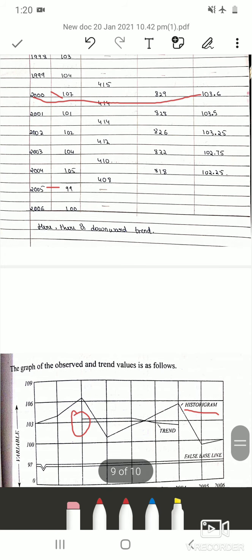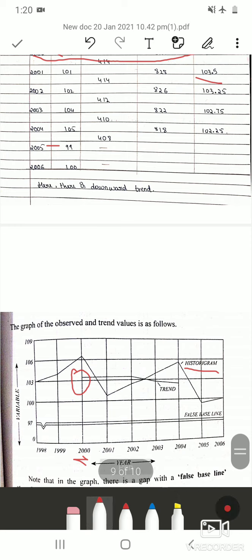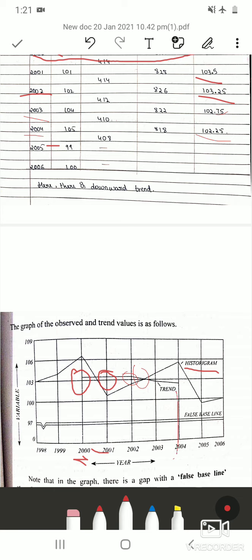Then for 2001, the trend value is 103.5. So for the year 2002, the value is 103.25, which is somewhere here. For 2003 it is 102.75, which lies somewhere here. And similarly for 2004, the trend value is somewhere 102.5, which is here. Join this line. So this gives the trend values.